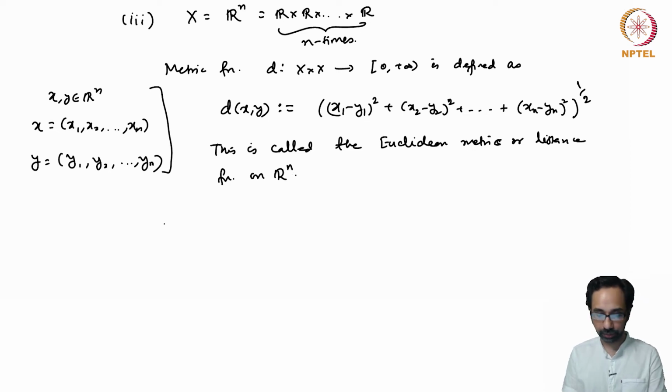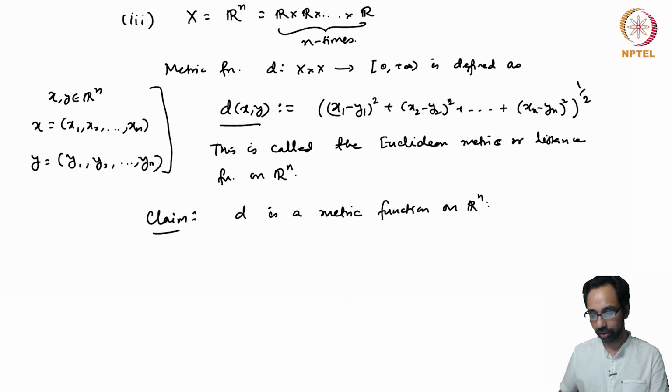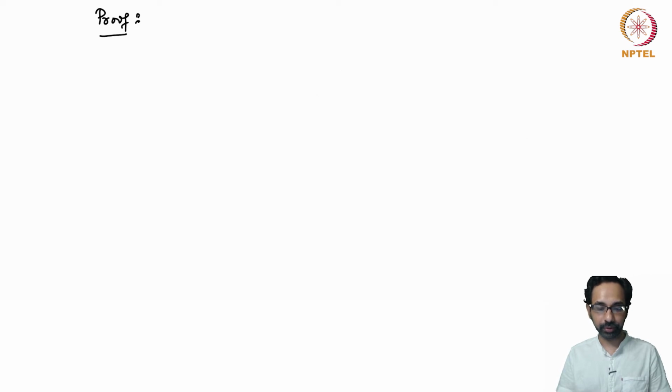So we still have to check that this function d is a metric function. So our claim is that d is a metric function on R^n. The proof is slightly non-trivial, and I will give the steps one by one. For this proof there is some algebra involved, and we will define some operations on R^n which will help with our proof. So we begin with the following definitions.